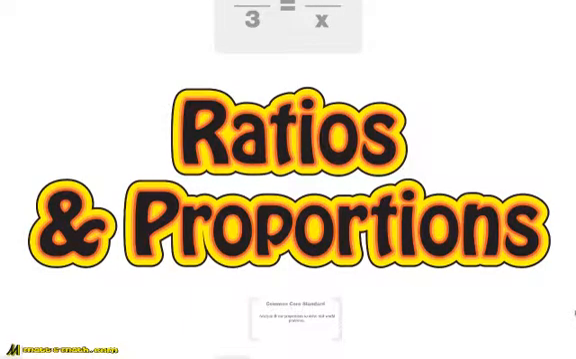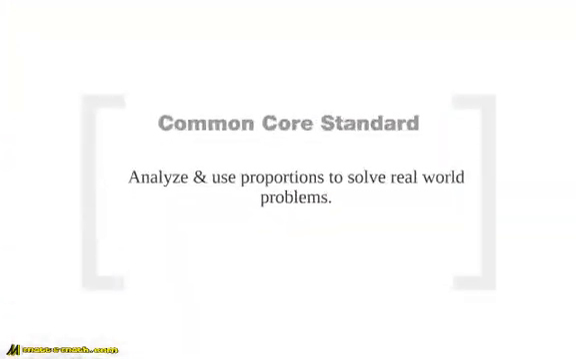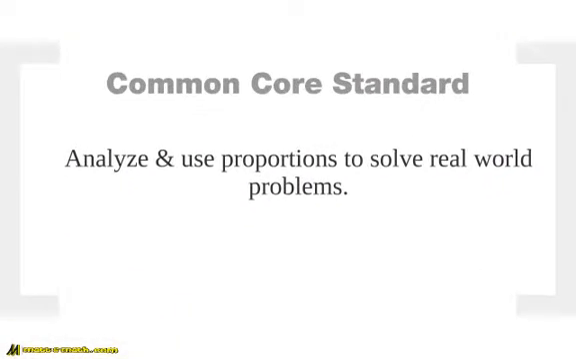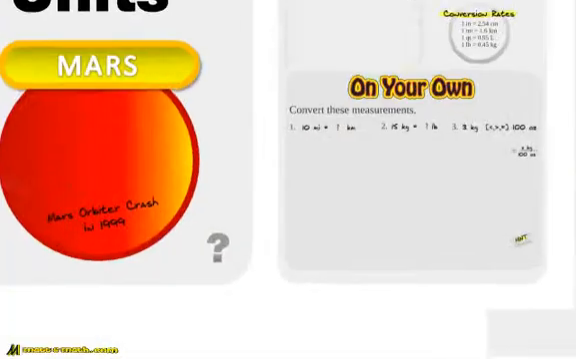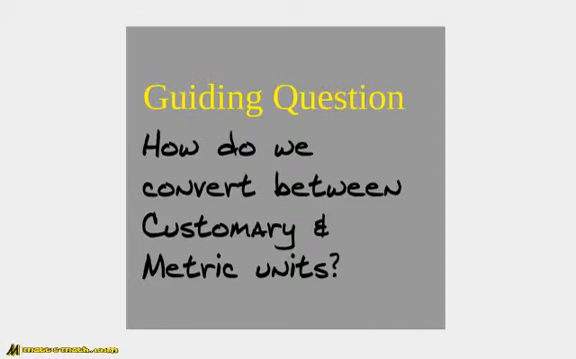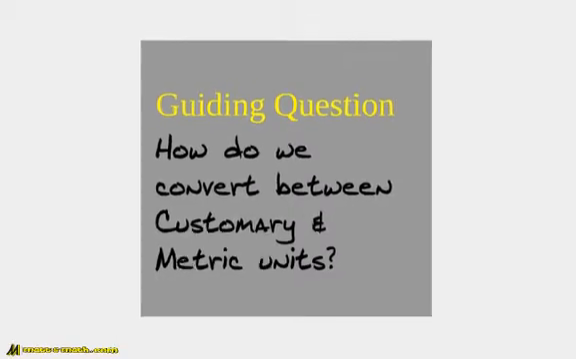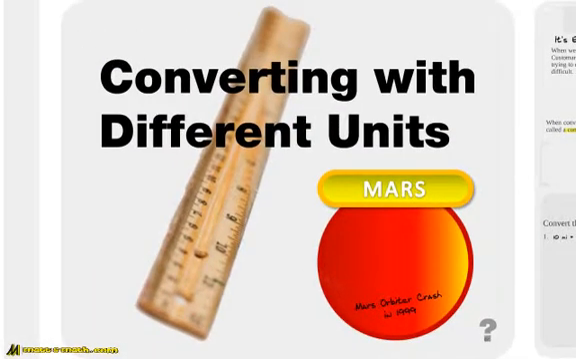We're in the Common Core standard of ratios and proportions. We're going to be analyzing and using those proportions to solve real-world problems today, especially having to do with units. Our guiding question is, how do we convert between customary and metric units? So if you think about it, we've got inches and we need to convert it to centimeters. Well, in the past you've done inches to feet and centimeters to meters and so forth, but today we're going to learn how to go in between the customary and metric units. All right, so that's our title today of our lesson.